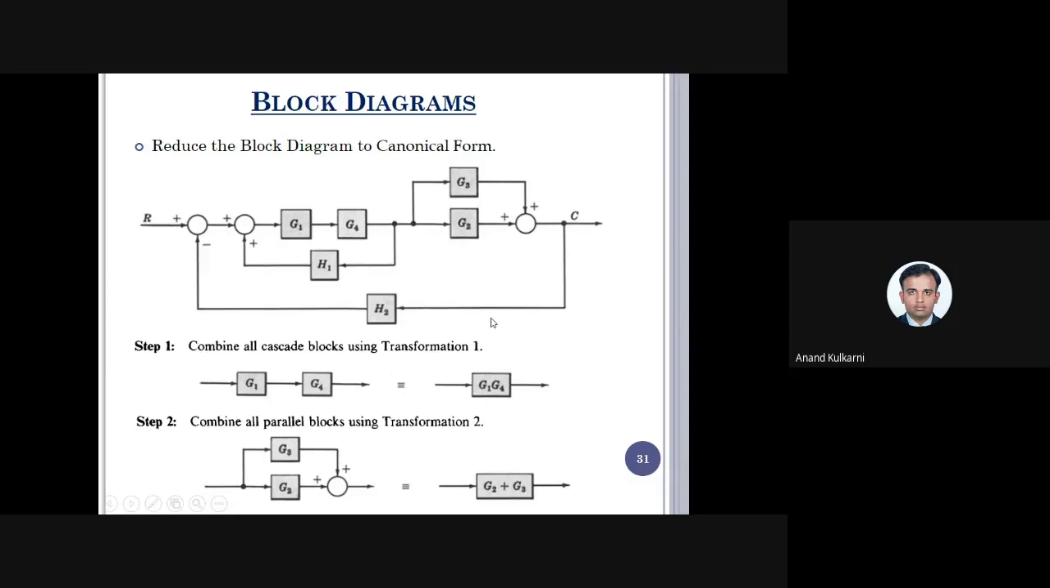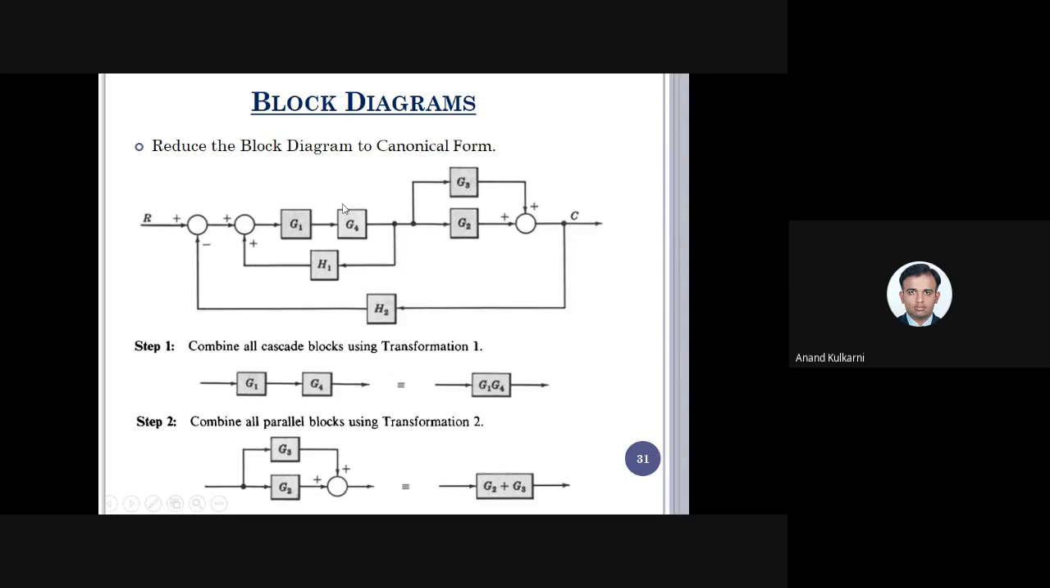Now just observe here. One thumb rule in case of solving a block diagram is always go from inside to outside. Don't come from outside to inside. Don't start reducing the block diagram from outside. Start from inside. You solve this, then solve outside.